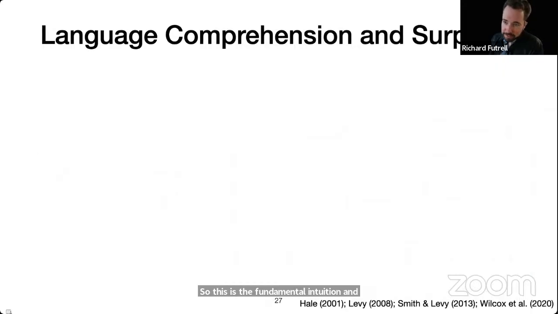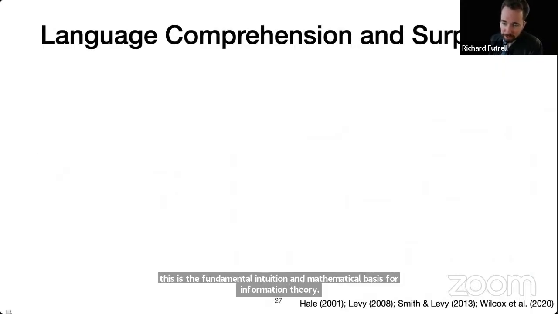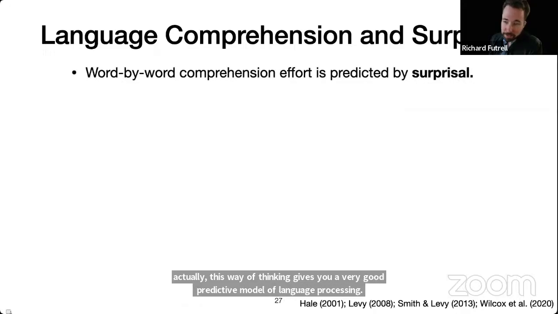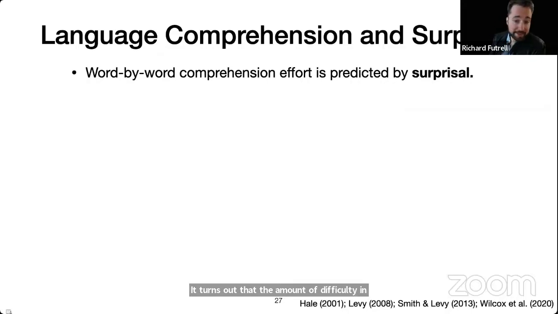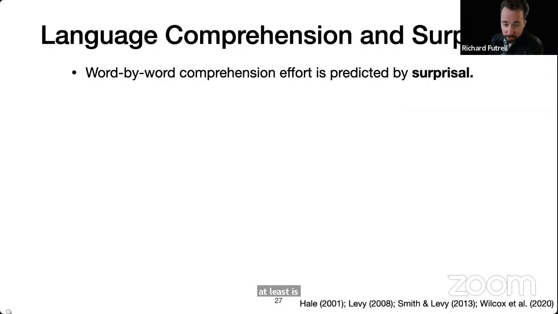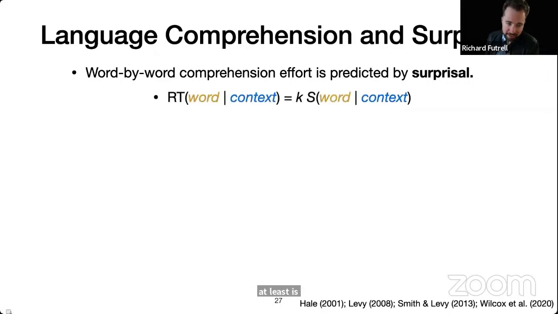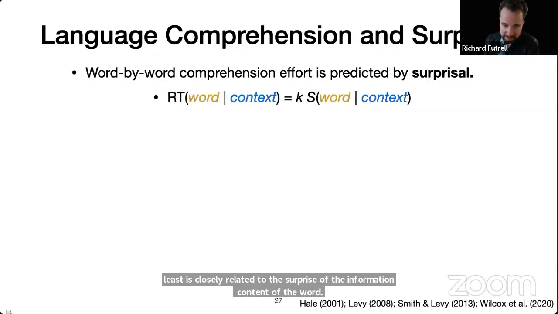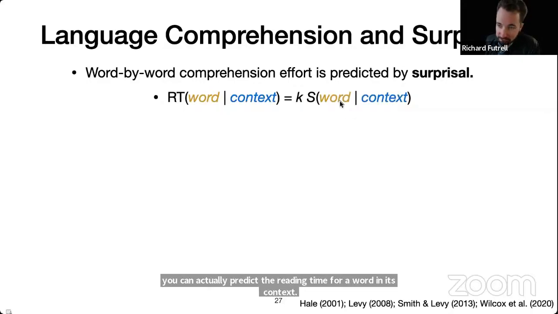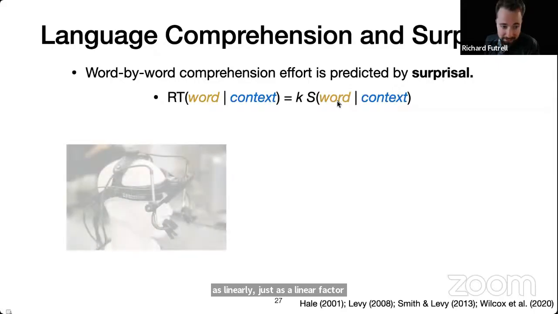This way of thinking gives you a very good predictive model of language processing. It turns out that the amount of difficulty in comprehending a word, as you're reading at least, is closely related to the surprisal, the information content of the word. So you can actually predict the reading time for a word in its context as just a linear factor times the surprisal of the word given the context.